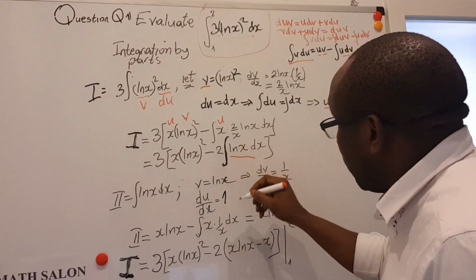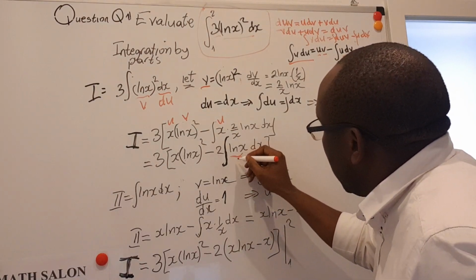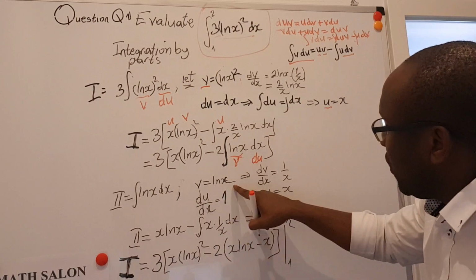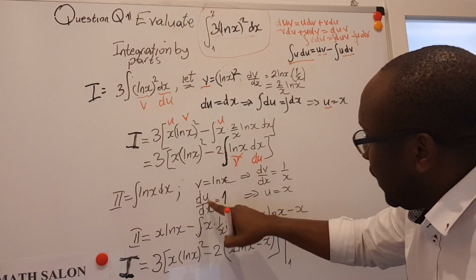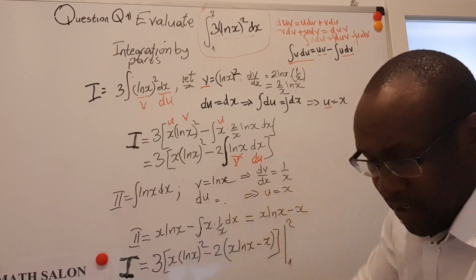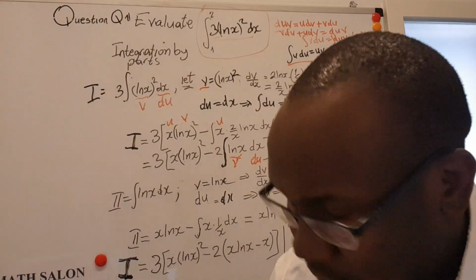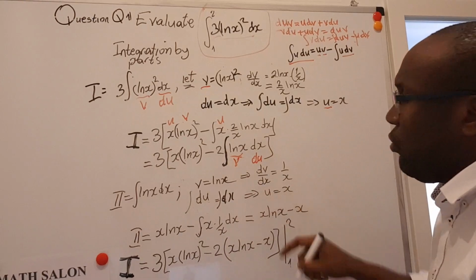Once again, I will let this one be v. This is v here, and this one be du. So v is equal to ln x. dv dx is 1 over x. So we can just put this as well. That du is equal to dx. It's simple. Then if I integrate both sides just like before, I'm going to get u is equal to x.